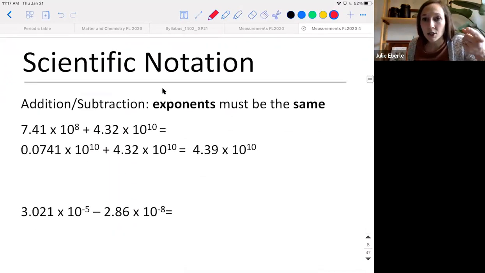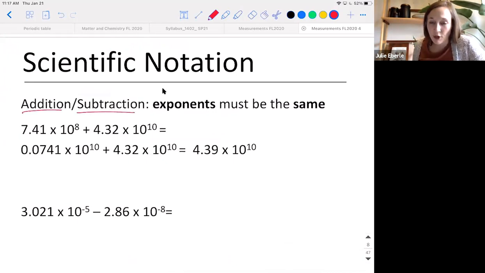Okay, now we're going to look at addition and subtraction, multiplication and division, and that'll be it for scientific notation. Then we're going to move on to something else. So when you're trying to add or subtract numbers written in scientific notation, there's a rule, and the rule is that the exponents must be the same. So we have 2 numbers here, 7.41 times 10 to the power of 8. That's actually the number we just wrote. And we have 4.32 times 10 to the power of 10. And you'll notice our exponents don't match. We have 10 to the power of 8, 10 to the power of 10. So we need to pick one of these numbers, convert it so that the exponent matches, and then we can add the numbers. So in the next line down, it's already been done for you.